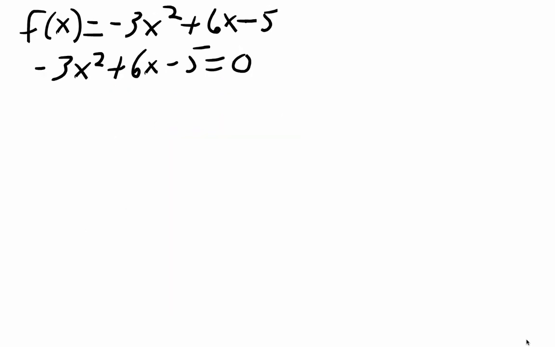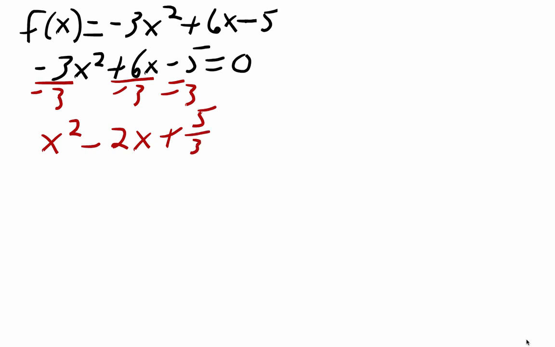Alright, our last one here then. So, we have our f of x equals negative 3x squared plus 6x minus 5. Set that equal to 0. Since this is not 1, we have to make that into a 1. That's how you do completing the square, if you remember, that's what I said. So, we're going to divide everything by negative 3. So, I'd have x squared minus 2x plus 5/3 equals 0.